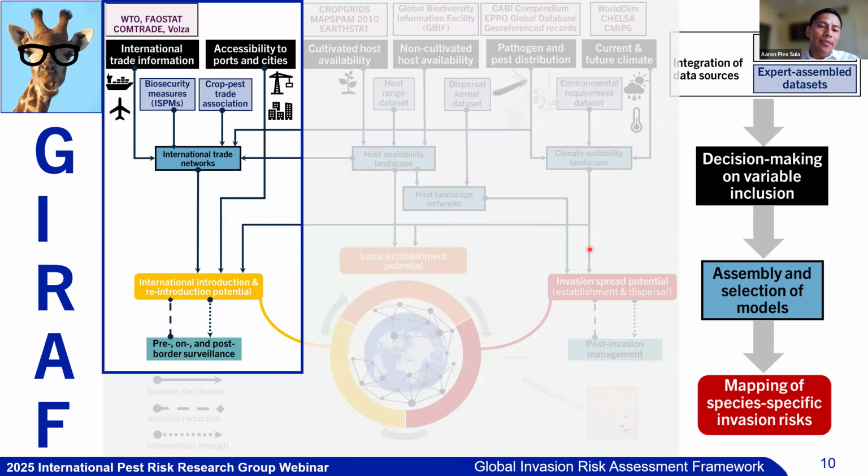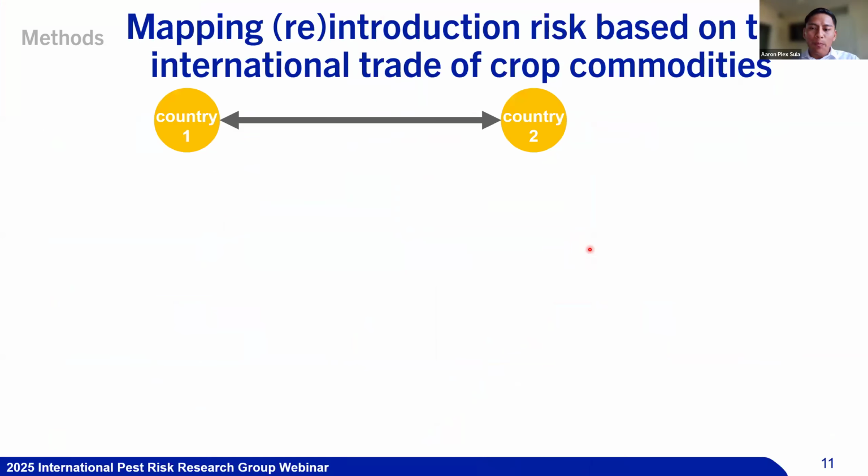The first one is understanding the potential international introduction of pest via trade or proximity to ports and cities. This can help us understand where to prioritize international biosecurity at the global scale. To understand introduction risk, we develop a network analysis. So we need to define what is a network. In plain English, a network is a set of nodes that are connected by links.